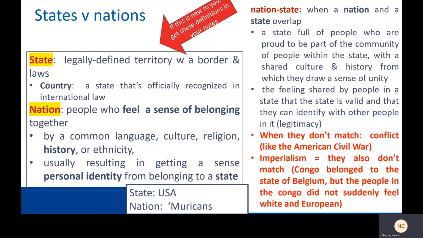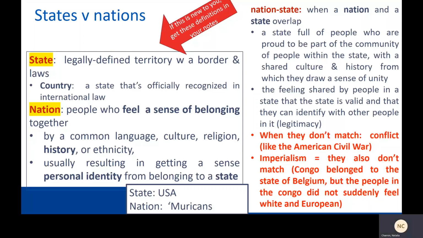A nation state is a state full of people who are proud to be part of the community of people within the state, with a shared culture and history from which they draw a sense of unity and identification. It's the feeling shared by people in a state that the state is valid and they can identify with other people in it, and that gives the state a sense of legitimacy.